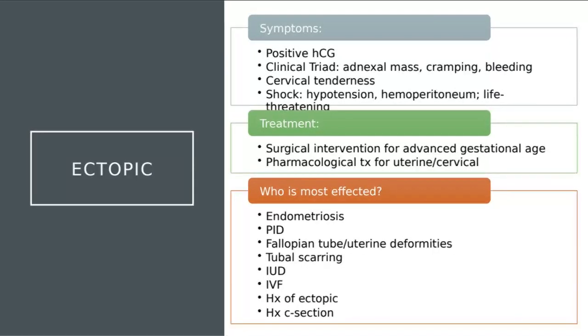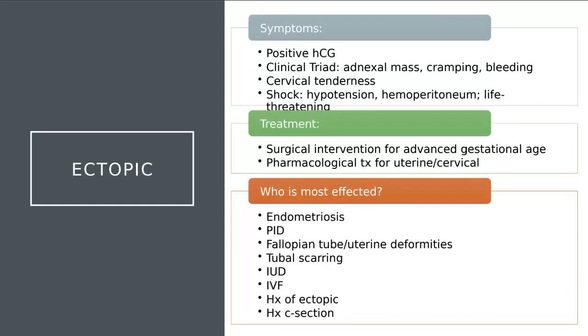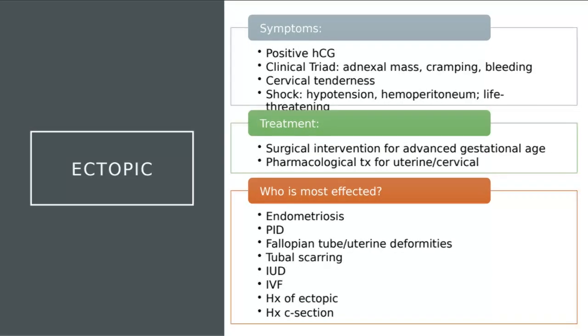So who's going to be most likely to suffer from an ectopic? Any patient with a history of endometriosis. And if you're thinking, well, why? What does that mean? Endometriosis is when we have endometrial cells located outside of our endometrial cavity, right? We know that the endometrium is where we want the decidualization process to occur. That's where we want the blastocyst to implant.